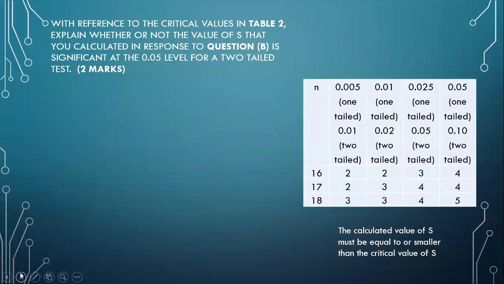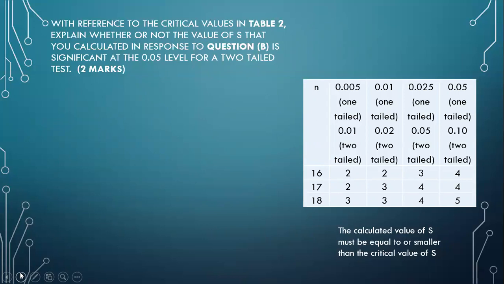Our last question, C, that we're going to look at now: with reference to the critical value tables in table 2, explain whether or not the value of S that you calculated in response to question B is significant at a 0.05 level for a 2-tailed hypothesis, 2 marks. So we're going to be using the critical value table that's on your right. Underneath it tells you the calculated value of S must be equal to or smaller than the critical value of S. So that's giving you what we're looking for as well.